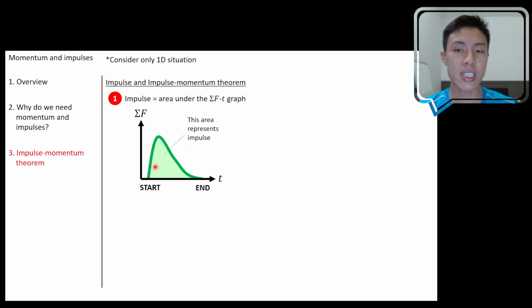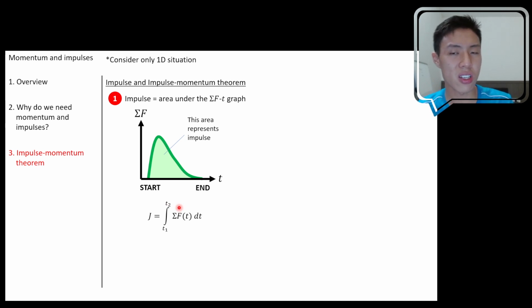Then we know that this area under here will be represented as impulse, because impulse is equal to the area under the force time graph. And if you put it into equation, the impulse represented by the symbol J is now equal to the integration of the net force time graph from time start of the event T1 to the end of the event T2. But actually in our syllabus, we don't really try to talk about integration a lot because our maths is not really there yet.